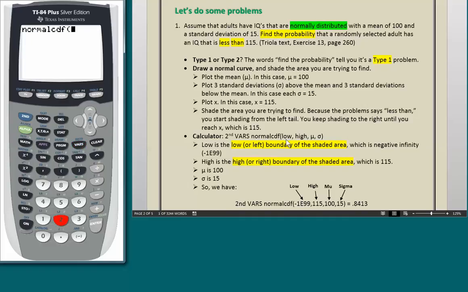And what normal CDF wants from us is low, high, mu, and sigma. Low is the low or left boundary of our shaded area, which you remember is -infinity. And the way we do that is to put in -1e99, and I'll show you how to do that. On the calculator, we use this negative sign. We hit the number 1.